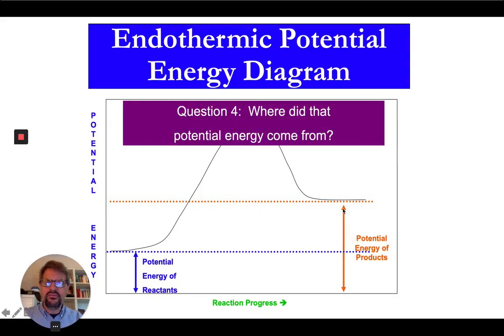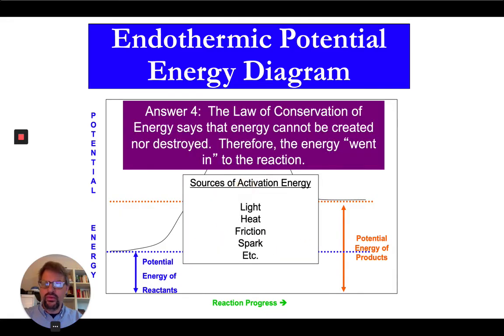Next question, where did this energy come from? So the rise in energy, the difference between blue and red here, it's energy that went into the reaction, probably from whatever the activation energy was, which could be light or heat or friction if you mix something, a spark, etc.